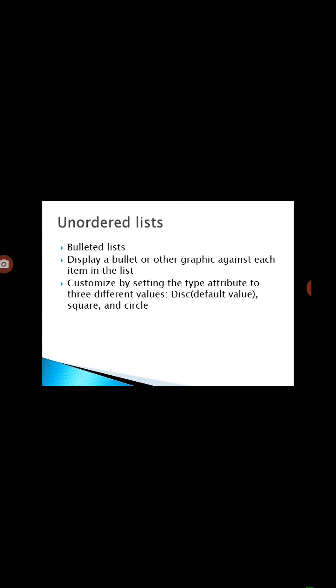What is meant by unordered lists? These are also called bulleted lists. They display a bullet or other graphic against each item in the list. We can customize the unordered list by setting the type attribute to 3 different values: disk, which is the default value, square, and circle.